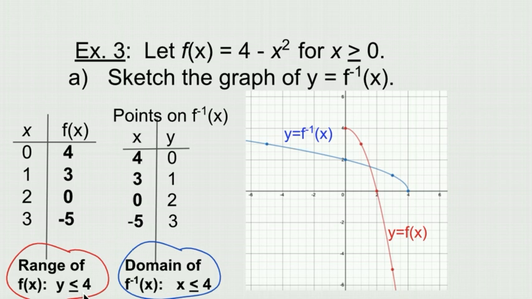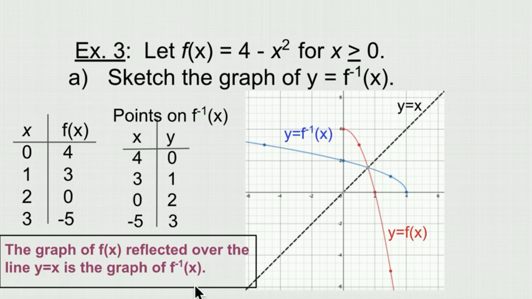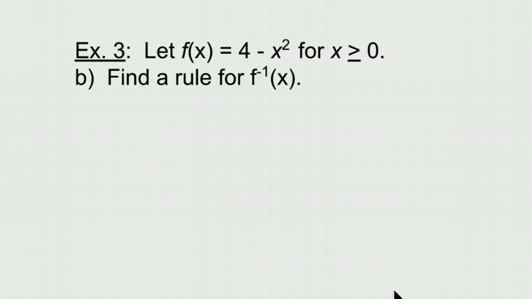So the range of f of x, y is less than or equal to 4, becomes the domain of f inverse of x. X is less than or equal to 4. And we'll see later when we come up with the equation why this is also true. Notice that the graph of f of x reflected over the line y equals x will result in the graph of the inverse function. Now let's do part B for example 3, finding a rule for f inverse of x.